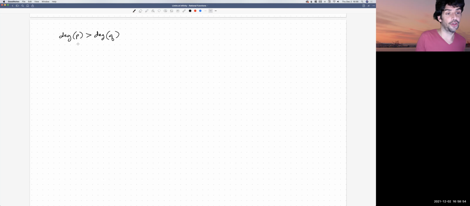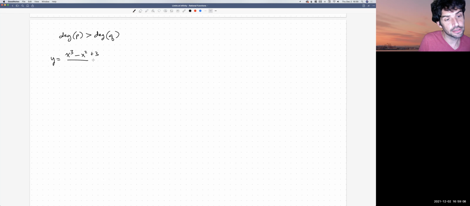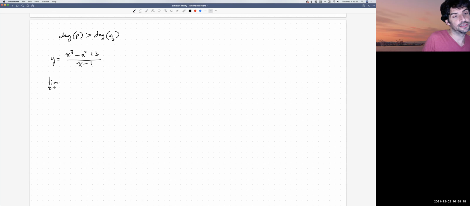All right, so let's do as an example y equals x cubed minus x squared plus 3 over x minus 1. Okay, so we're going to play our same game. The limit as x goes to infinity of x cubed minus x squared plus 3 over x minus 1.